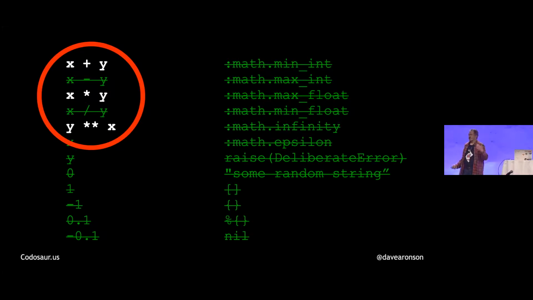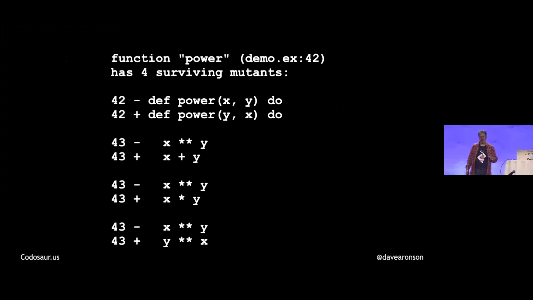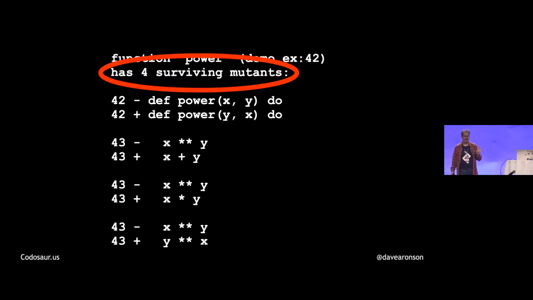So how can we actually observe this happening? When we run our tool, it'll give us a report that looks kind of sort of like this. The exact format and amount of context and so forth will vary enormously depending on what tool we're using, but the information semantically should be roughly the same. And what it's telling us is that if we change the function called power, which is in file demo.ex, starting at line 42, in any of 4 different ways, then all its tests would still pass.